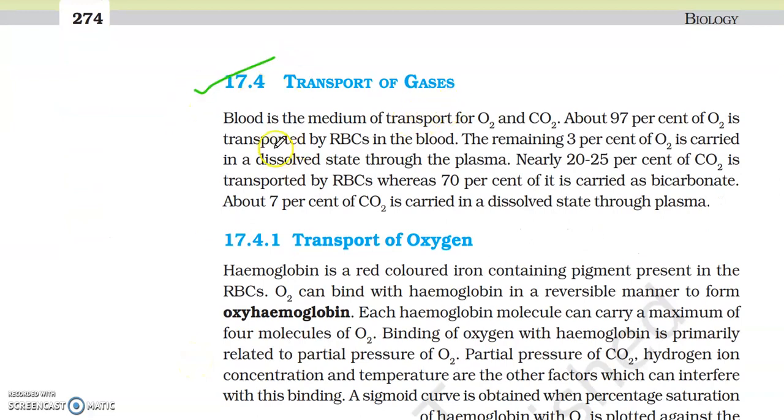Transport of gases. Blood is the medium of transport of oxygen and carbon dioxide. About 97% of oxygen is transported by RBCs in the blood. The remaining 3% of oxygen is carried in a dissolved state through the plasma. Nearly 20 to 25% of carbon dioxide is transported by RBCs, whereas 70% of it is carried as bicarbonate. About 7% of carbon dioxide is carried in a dissolved state through plasma.